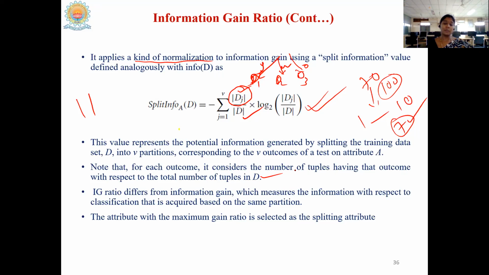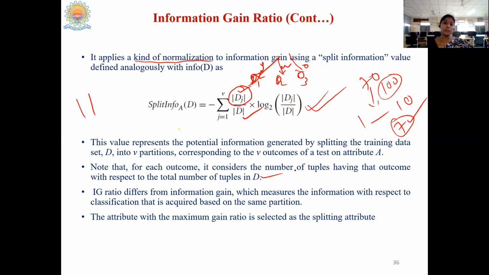Here also the same story. Just like information gain, where the attribute with the maximum information gain is selected as the splitting attribute, here the attribute having the maximum information gain ratio value is selected as the splitting attribute. As we did in the last class, here also we need to calculate the information gain ratio for one attribute. I will show you that calculation with the same example.